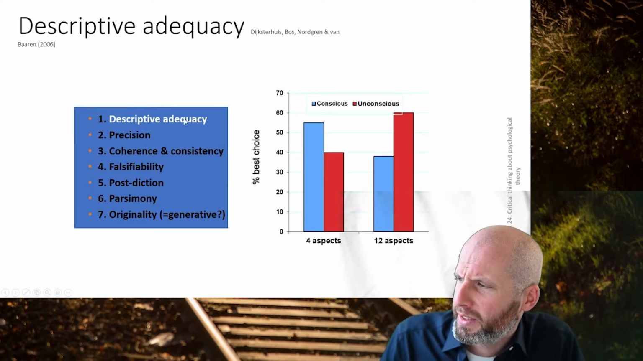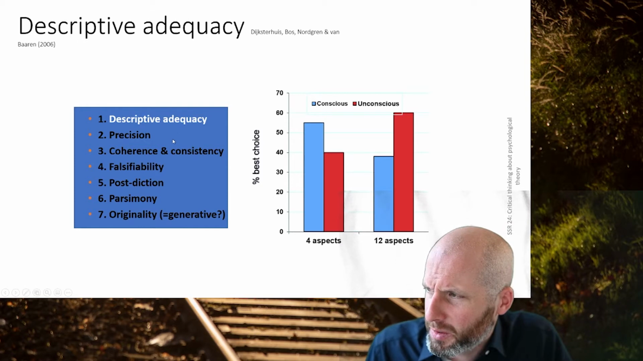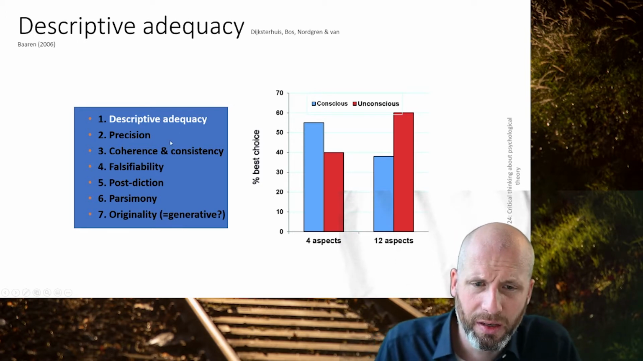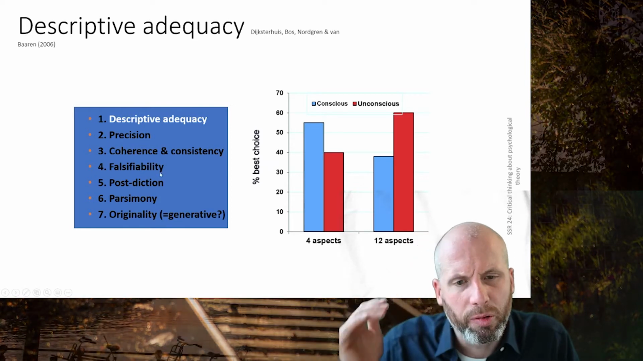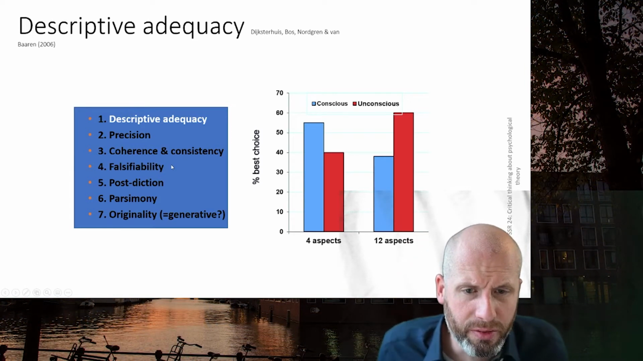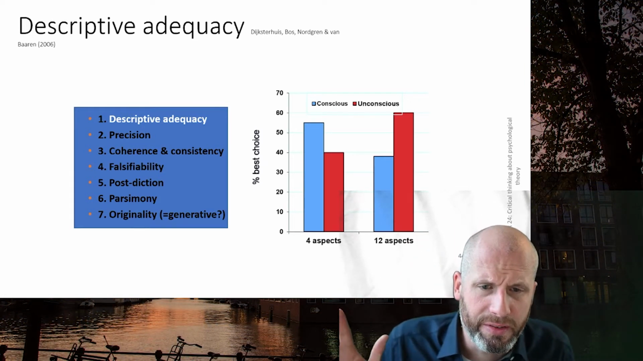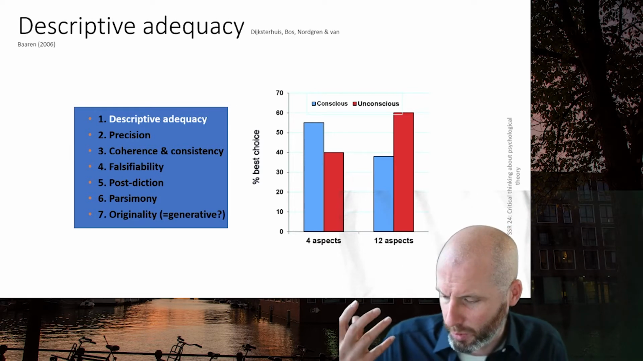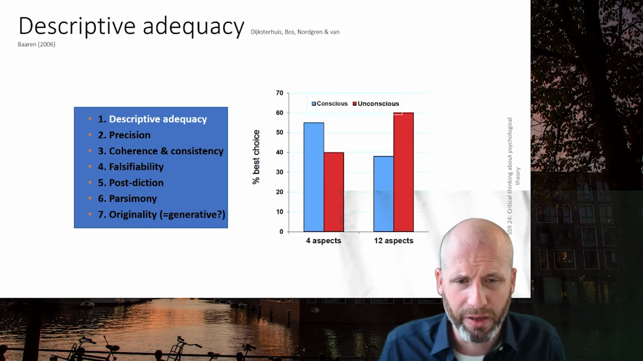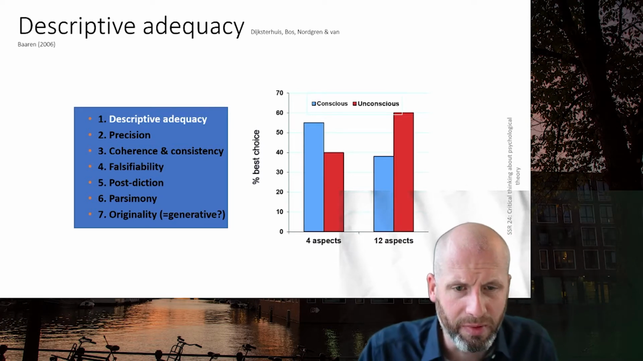So we need to look at descriptive adequacy. And descriptive adequacy is basically a fancy way of saying how well does it fit the data, right? Or does it fit the data? And that's the primary concern, of course, as an empirical scientist: whatever theory we have, we try to fit it to the data that we have, and we try to see whether it's descriptively adequate.